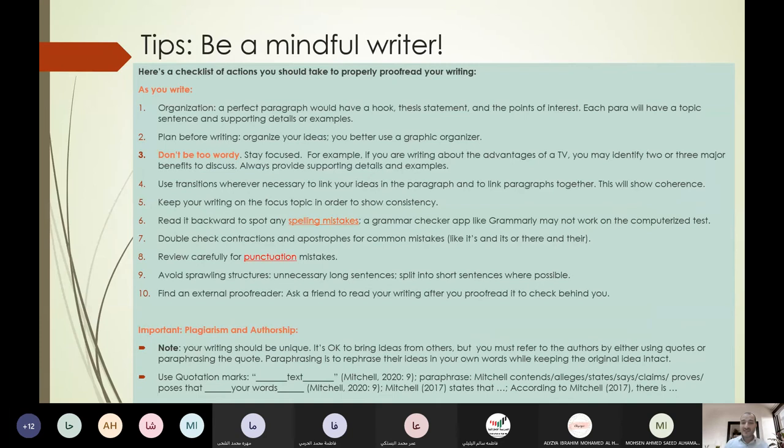Use sentence chops. Split into short sentences where possible. Find an external proofreader. Of course, in the exam, you cannot find somebody to proofread for you. Very important. Attention.